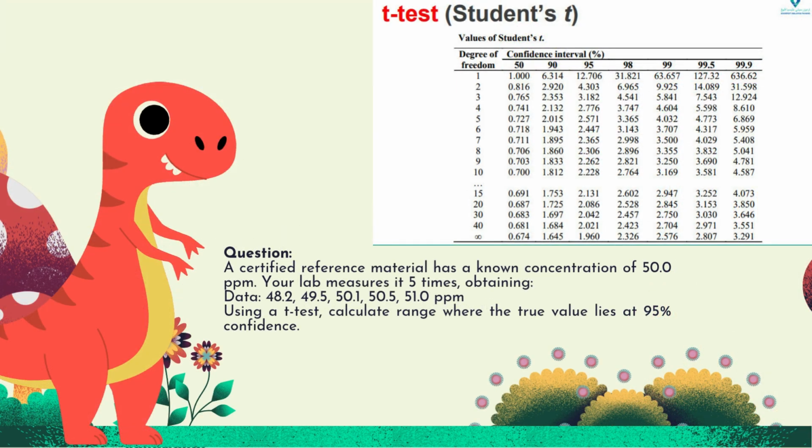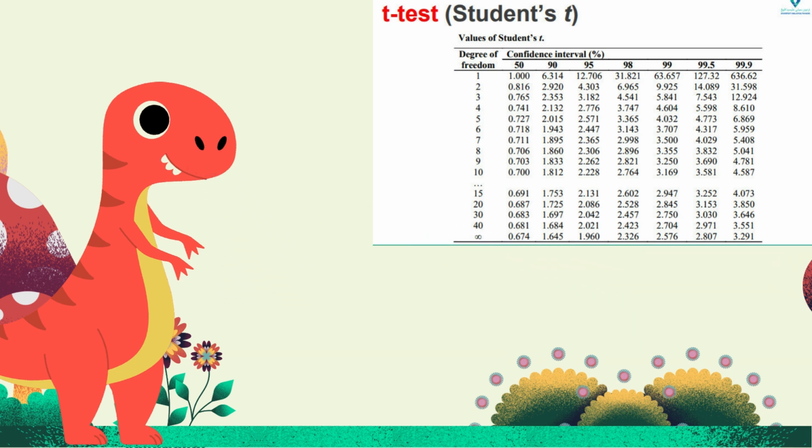Let's move on to the T-test question. The question asks: a certified reference material has a known concentration of 50.0 ppm. Your lab measures it 5 times, obtaining data 48.2, 49.5, 50.1, 50.5, 51.0 ppm. Using a T-test, calculate the range where the true value lies at 95% confidence. You may pause for a moment to answer.